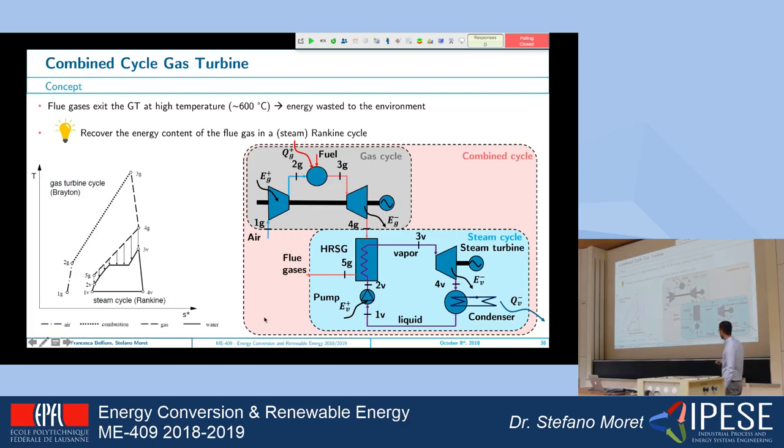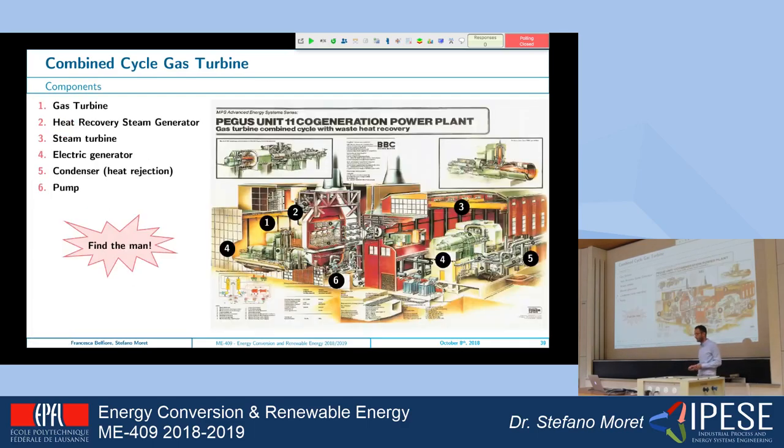So you might remember this diagram down here is the steam cycle that we used last time. So the idea is pretty simple. It's the combination between these two types of cycle. Just to look at what a combined cycle looks like, you can see that here you have a gas turbine, and on the other side you have the steam turbine. So you have these two different cycles which are connected.